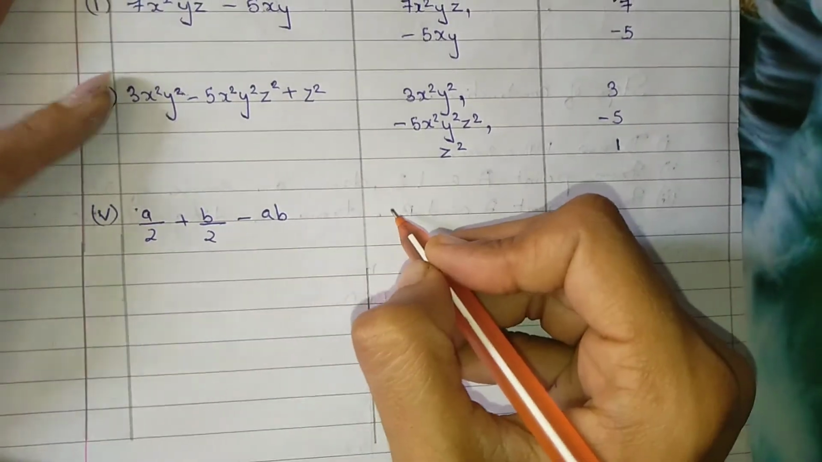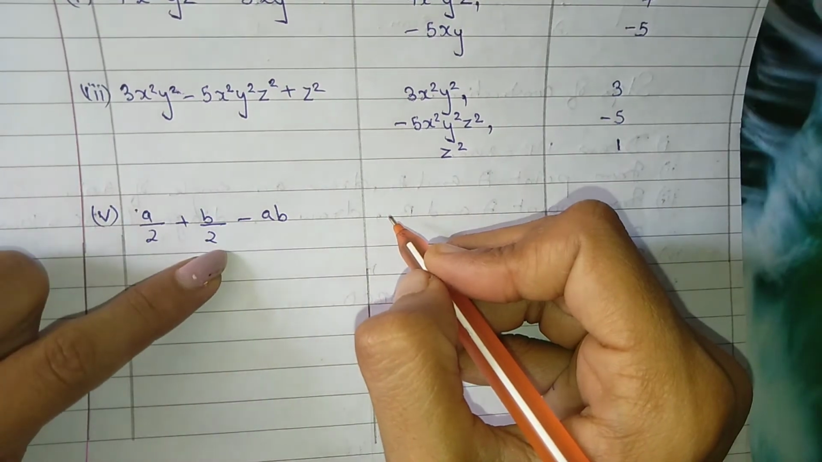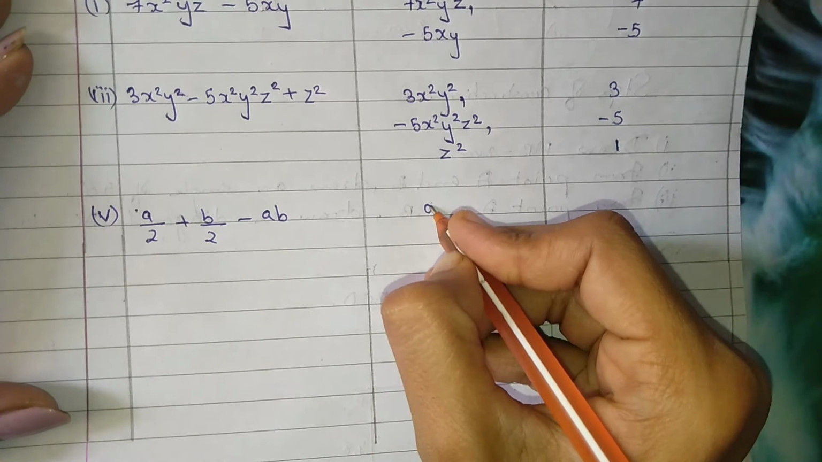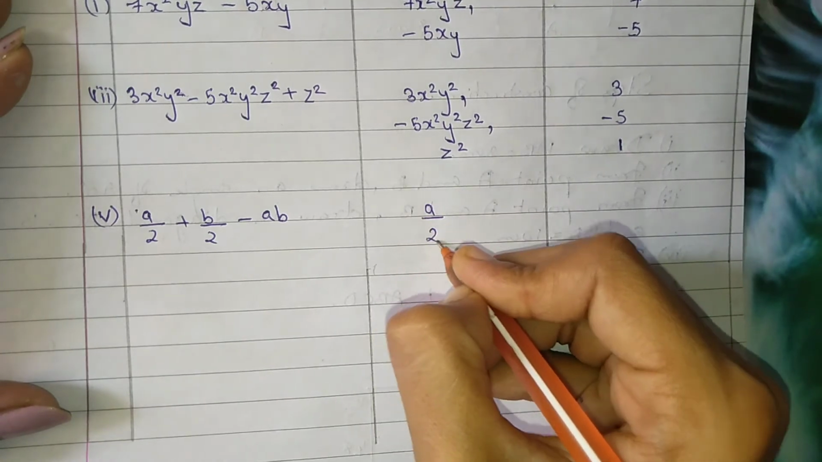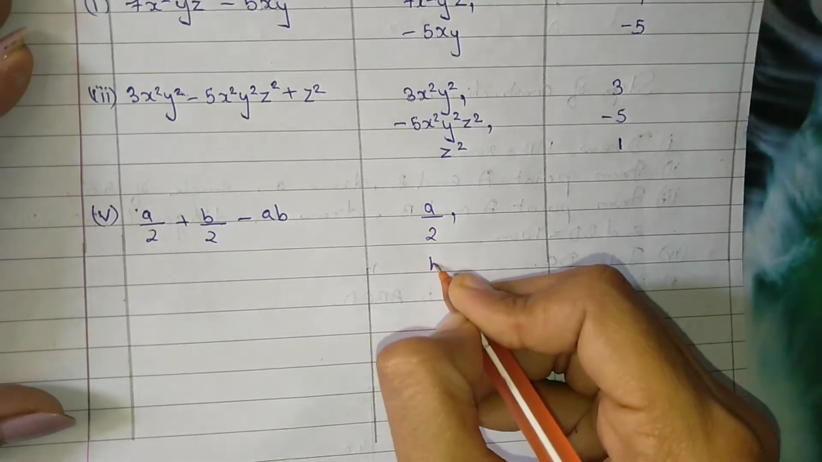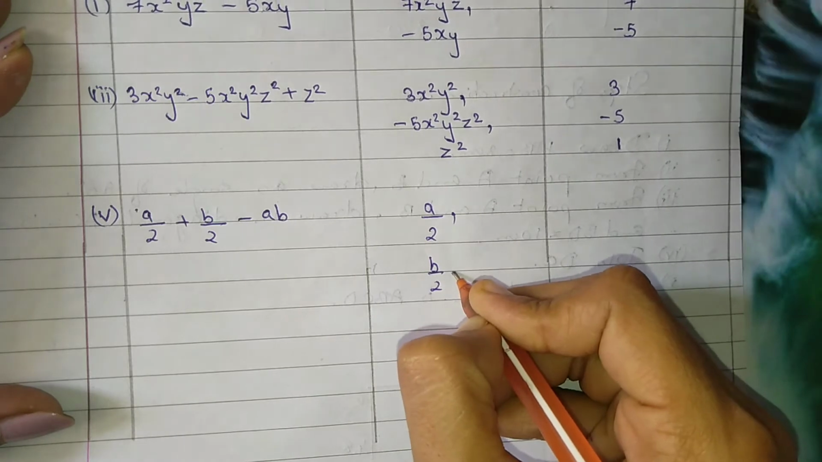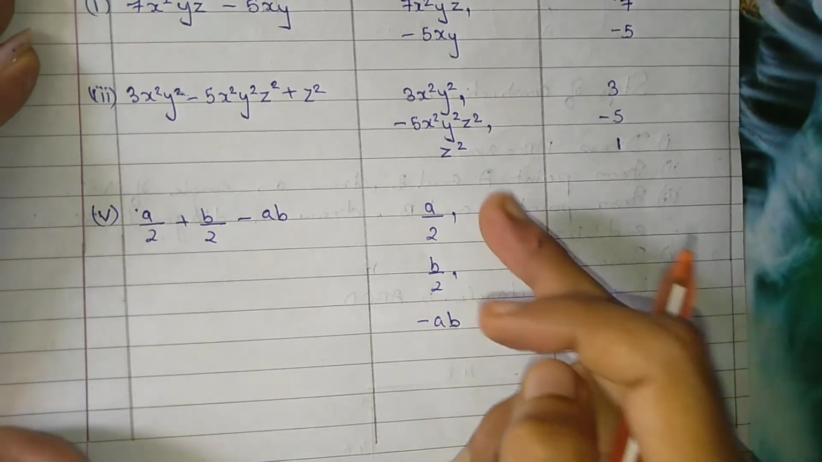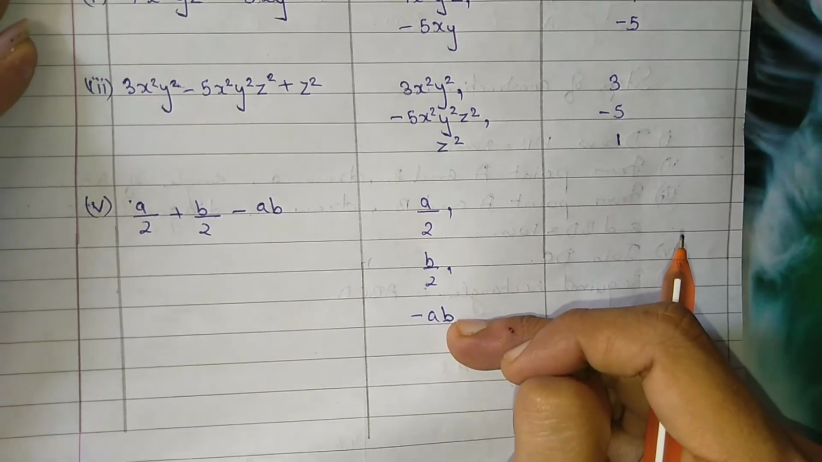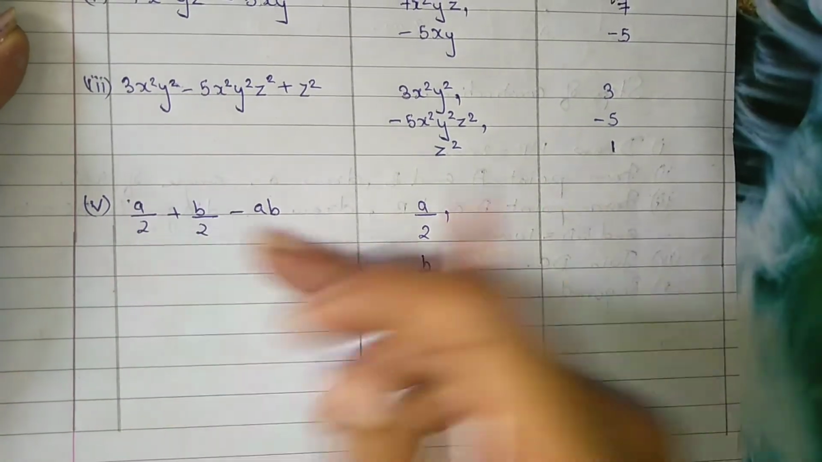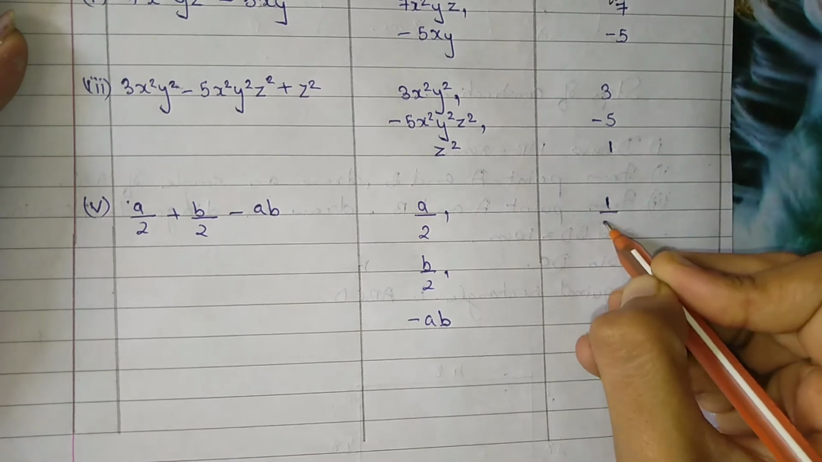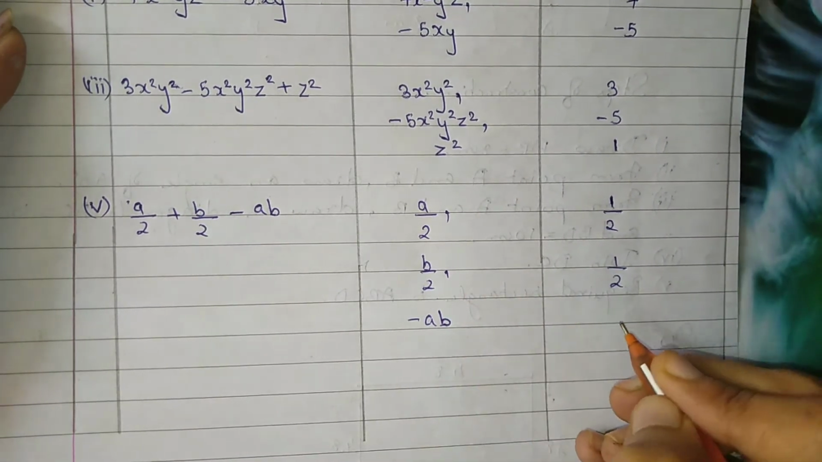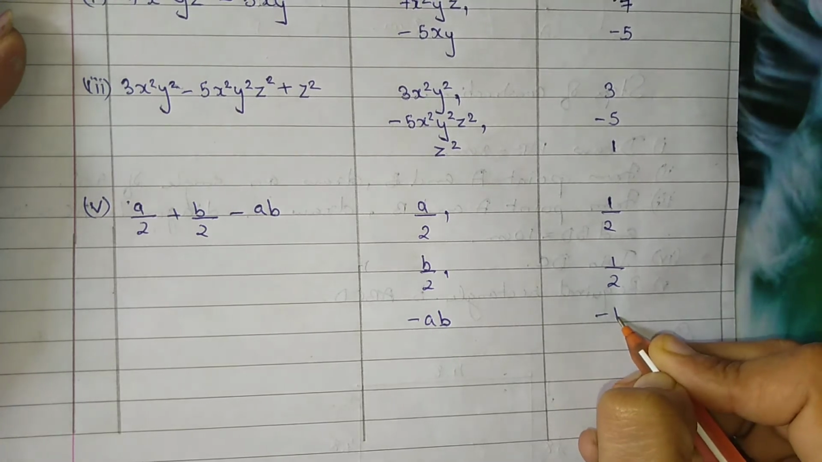Now fifth one, a upon 2 plus b upon 2 minus ab. So the first term is a by 2, comma, b by 2, comma, minus ab, and then coefficient is a by 2 means 1 by 2, here b by 2, 1 by 2, and minus ab means minus 1.